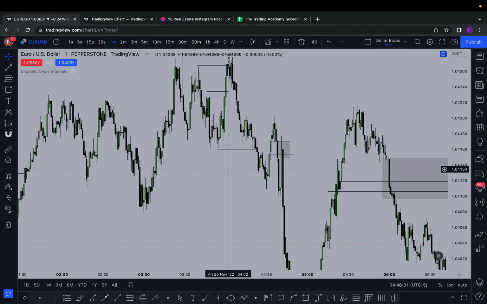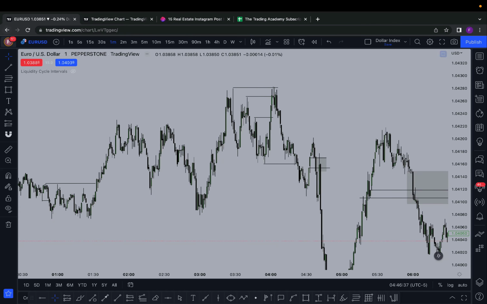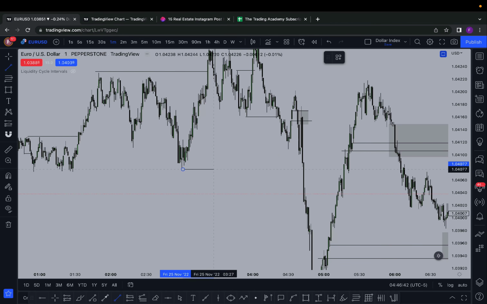Okay, that's our shift, right? And does price come into premium over here? No. At least equilibrium? No. All right, now here's a bigger picture. Here's a massive stop hunt here, and here is a shift here.